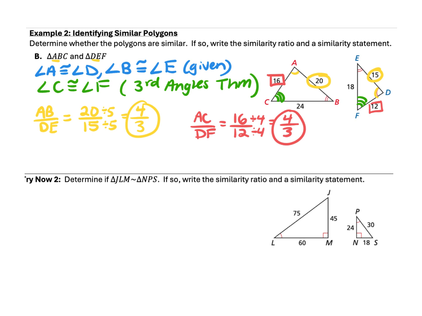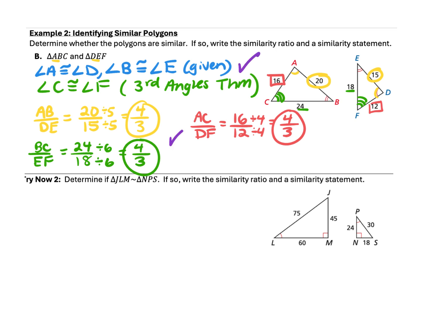So the last ratio is going to be BC right here, 24, and EF. Well, 24 over 18, if we divide that by 6, it reduces to 4 over 3 as well. So all of the corresponding angles are congruent. All of the corresponding sides are proportional. So these two triangles are similar.